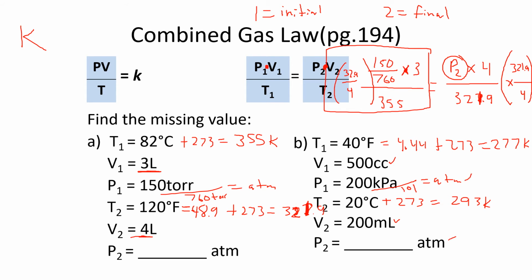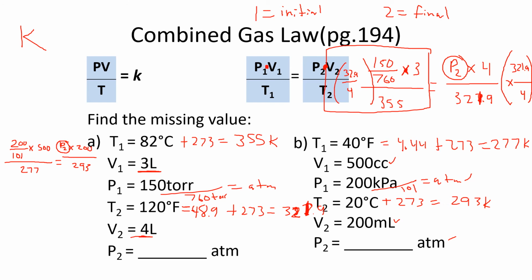Now all we have to do is plug and chug. Right, so P1 is 200 divided by 101, and we're going to multiply by the volume, which is 500, over the temperature, which is 277. And that all is going to equal P2 times your volume, which is 200, over T2, which is 293. Right?